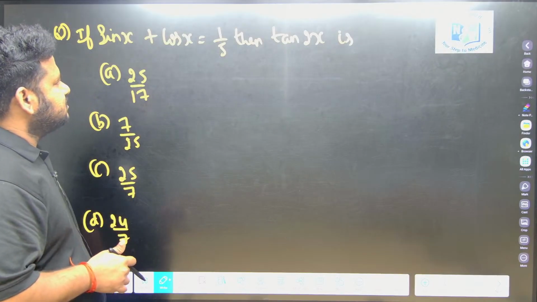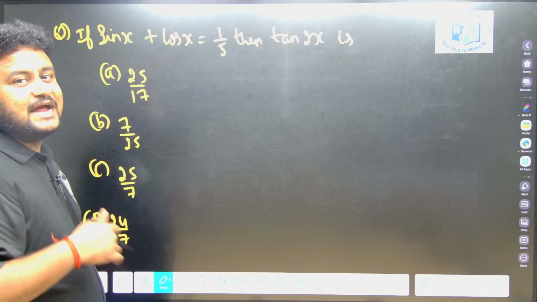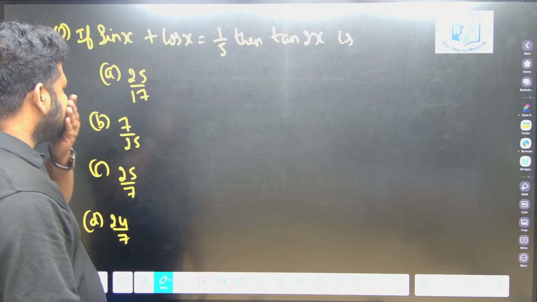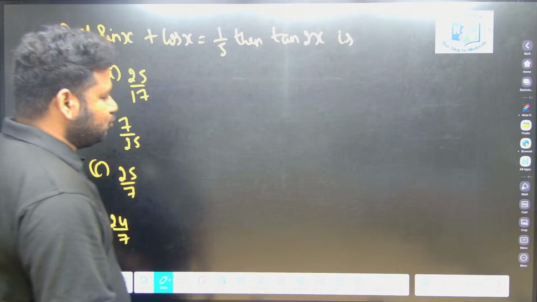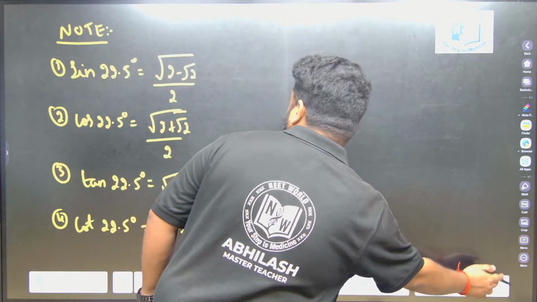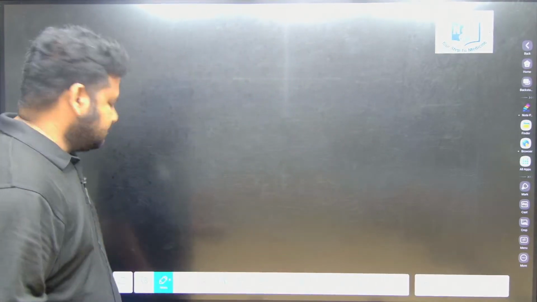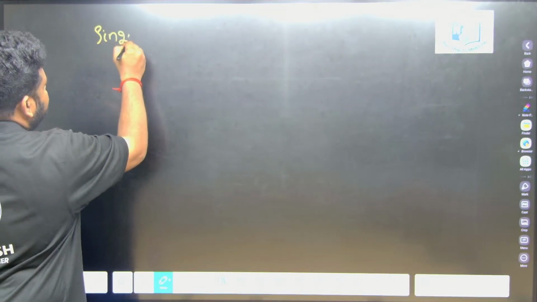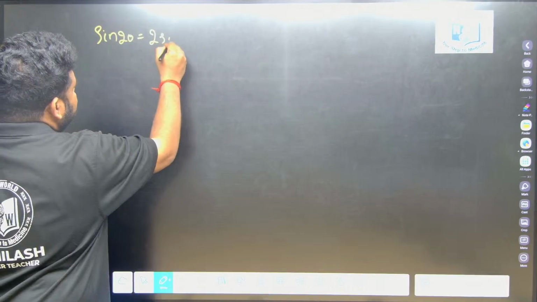Sin x plus cos x is given as 1 by 5. Then they are asking us tan 2x. Now, in yesterday's class, before going to this question, I spoke about double angle formulas. Correct? So see here, sin 2 theta, I wrote it as 2 sin theta cos theta.